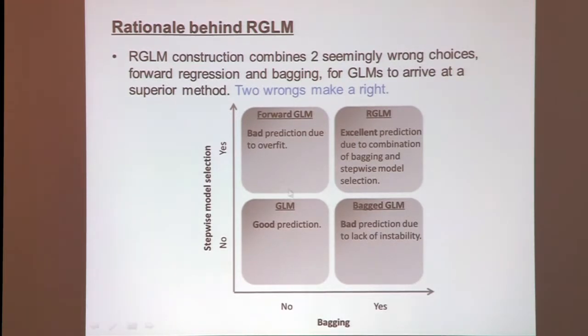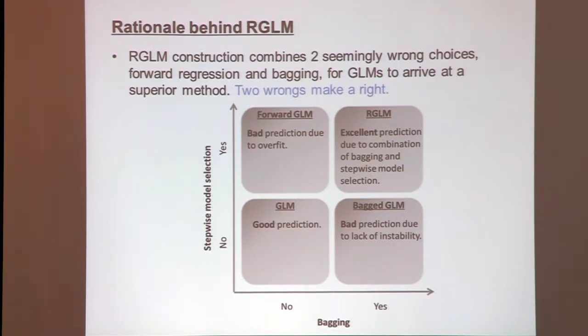And so just to highlight that, let's look here at a description of 2 seemingly bad choices. So let's say you start with a logistic regression model. Then, as I mentioned to you, actually it has very good accuracy. However, if you decide to apply forward regression to the variables, in other words, you go up on the y-axis and you say, yes, I apply forward variable selection to that, that's a bad choice because you overfit the data.